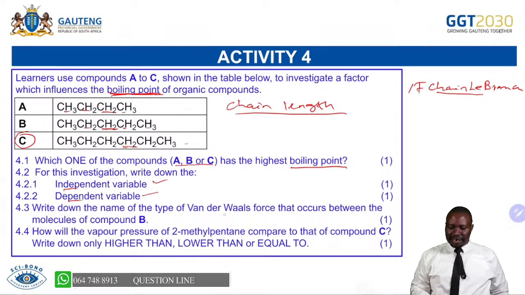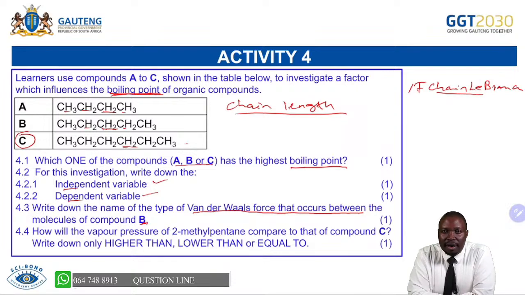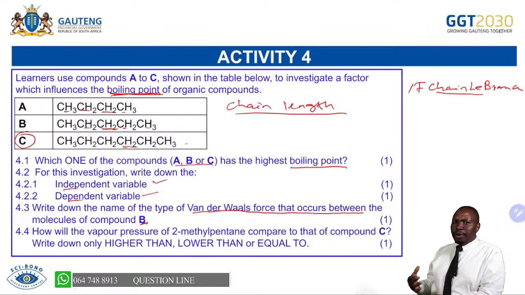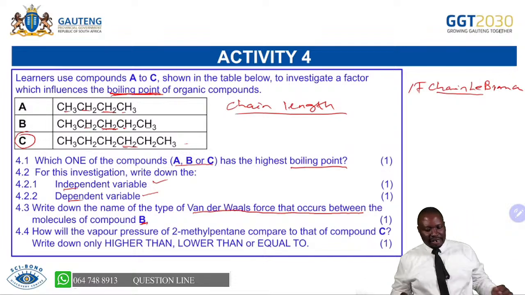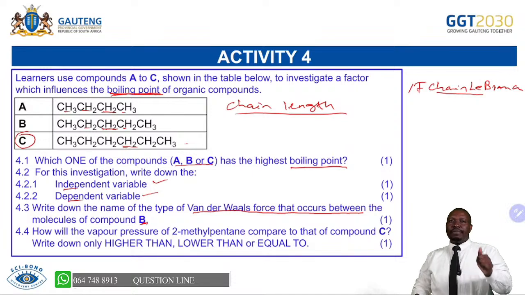Write down the name of the type of van der Waals forces that occurs between the molecules of compound B. It's important that you know that these forces are referred to as van der Waals forces, including your London forces and your dipole forces. So that when they say van der Waals forces, you don't have problems wondering what van der Waals forces they are talking about. But in this case, because we're talking about alkanes here, we're talking about London forces.